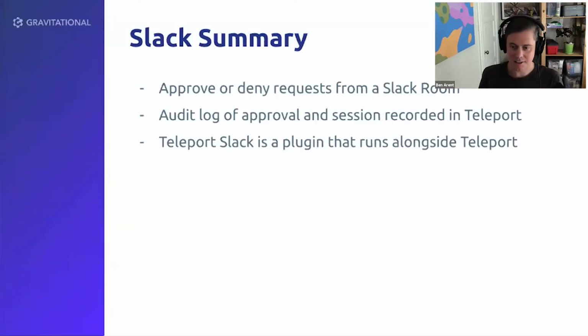Okay. So this is a summary: you can approve or deny a request from a Slack room. You have an audit log of the approval session recorded. And one thing I didn't really touch on here is the Slack plugin. You can run it alongside the proxy or on another machine, but it has to be available to the public internet for webhooks.